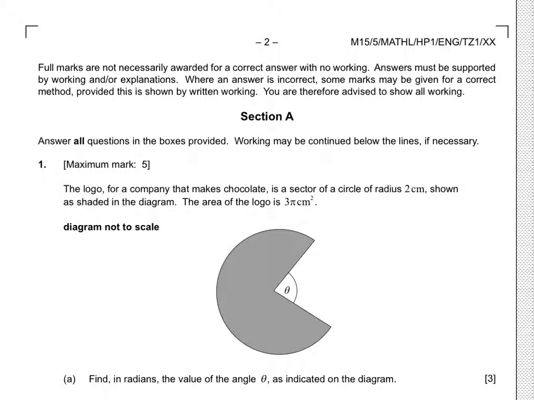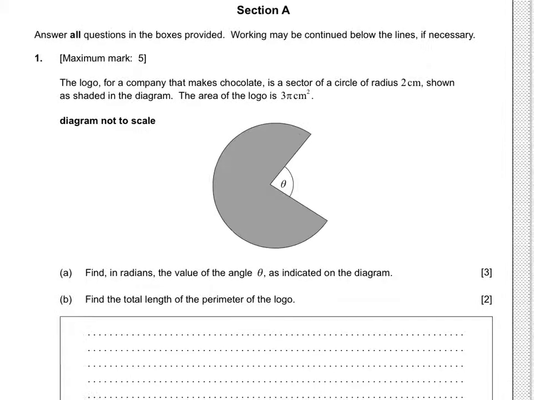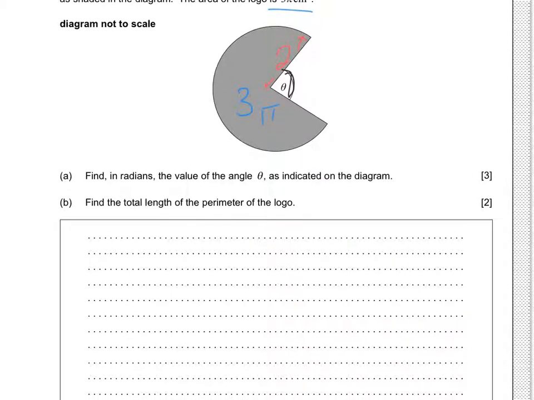Okay, this is a circle measure using radians question. You get given the logo for a company that makes chocolate. It is a sector of a circle with radius 2. That's the radius there. The area of the logo is 3 pi. Find this angle here, theta. That's what we've been asked to do.